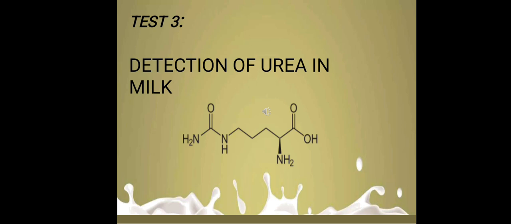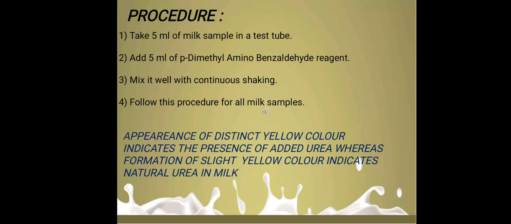The third test we performed was to detect the presence of additional urea in milk. To detect the presence of additional urea in our milk samples, we took 5 milliliter of any milk sample in a test tube. We then added 5 milliliter of para-dimethyl aminobenzaldehyde reagent to it, then mixed it well with continuous shaking. We followed the same procedure for all our milk samples. Appearance of distinct yellow color indicated the presence of additional urea, whereas formation of slight yellow color indicates natural urea.